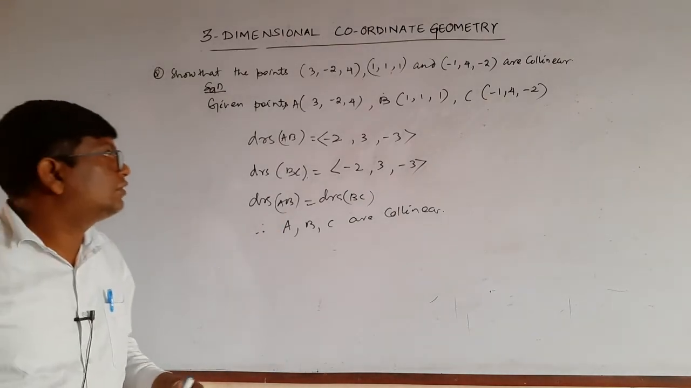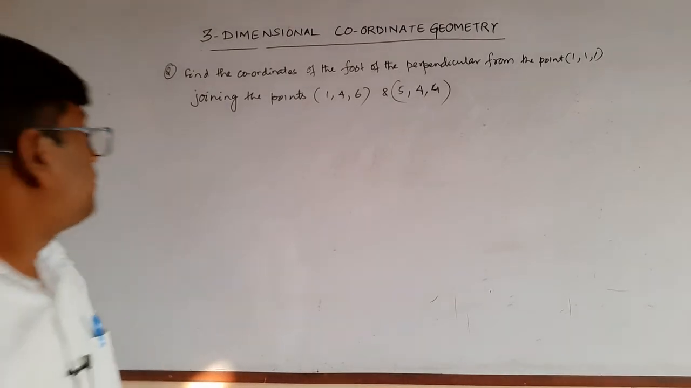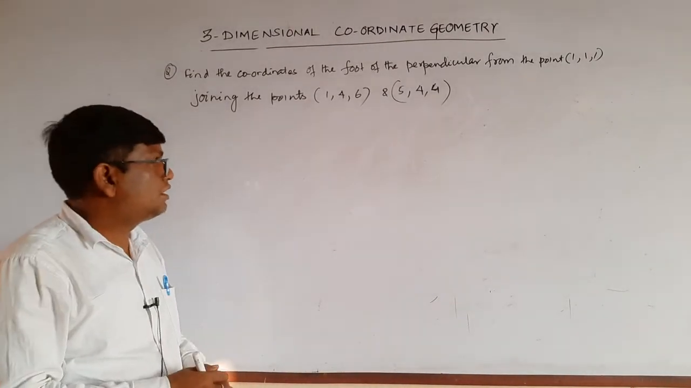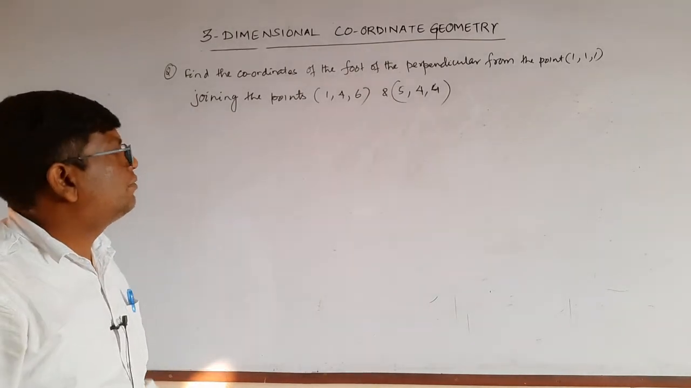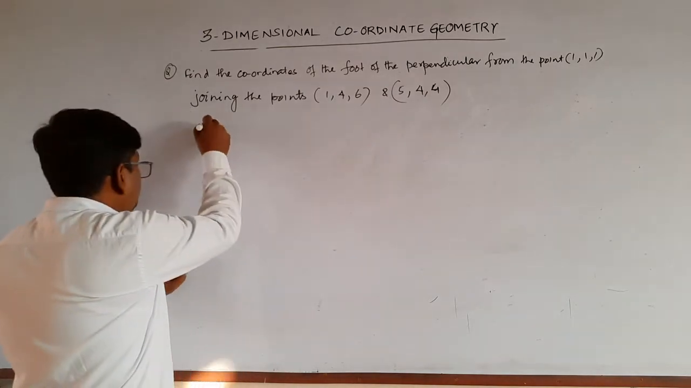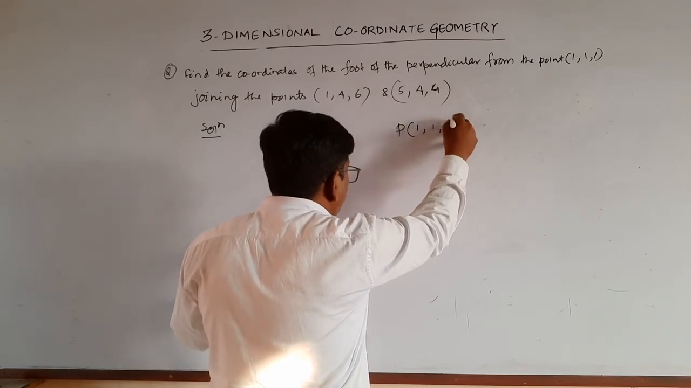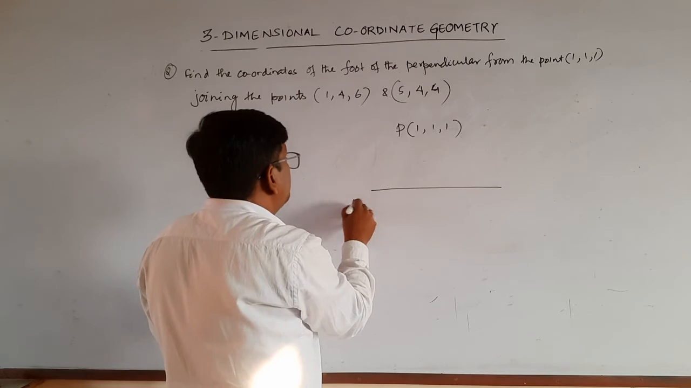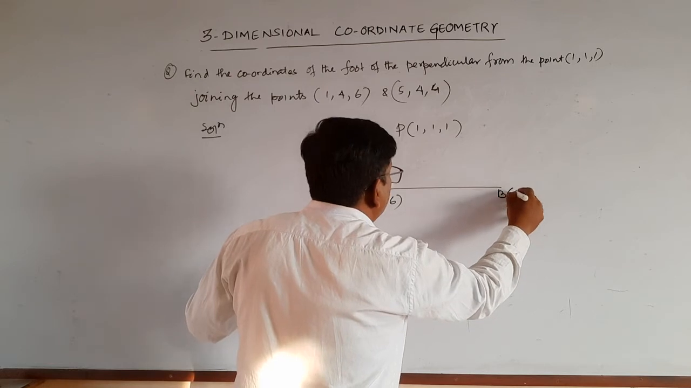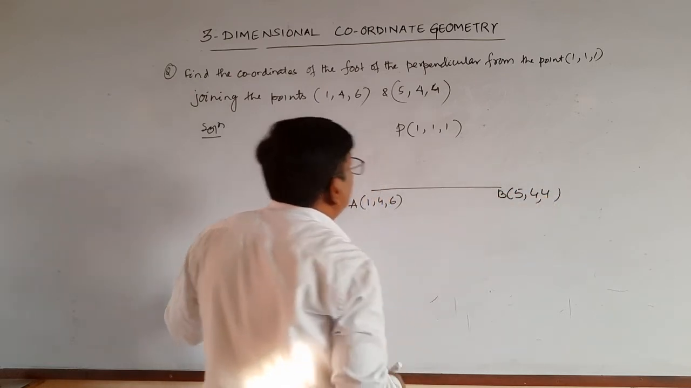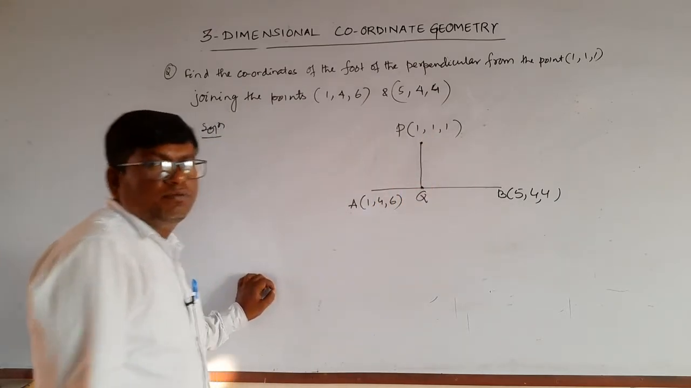Now another question. Find the coordinates of the foot of the perpendicular drawn from the point 1 1 1 on the line joining the points 1 4 6 and 5 4 4. Solution: this is point P, suppose 1 1 1, and this is the line segment with A as 1 4 6 and this is B point, that is 5 4 4. This is the foot of the perpendicular, suppose Q.